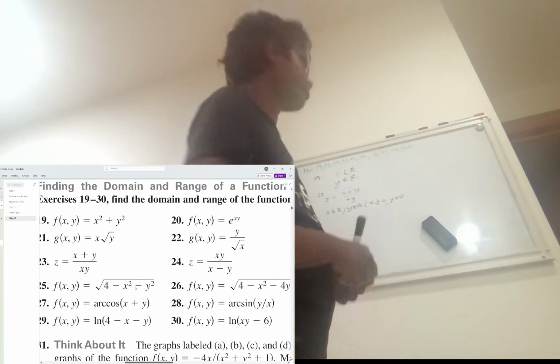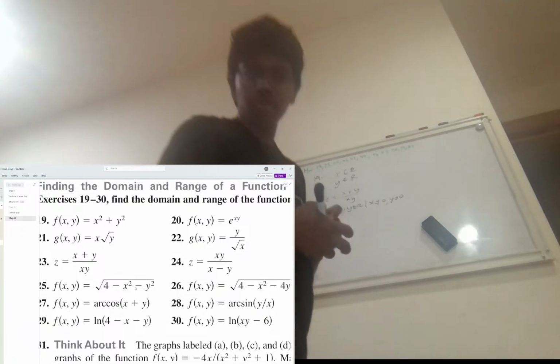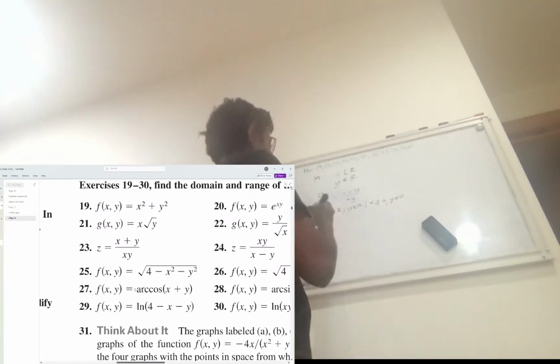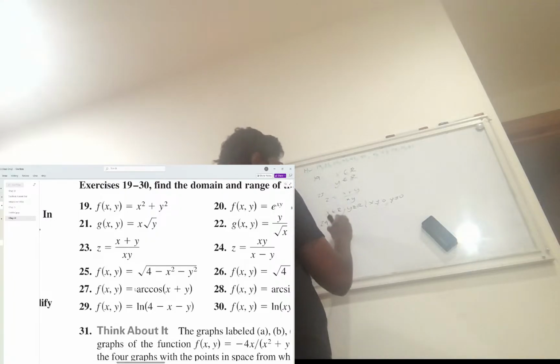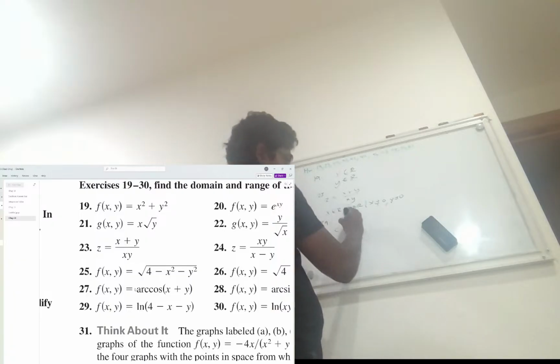Okay, question 29. We should probably have the textbook open so I can check, but I guess I'll do that when I finish the homework. Domain of this? Well, we know that this has to be greater than 0. ln of 0 is undefined, so this has to be greater than 0: 4 minus x minus y.